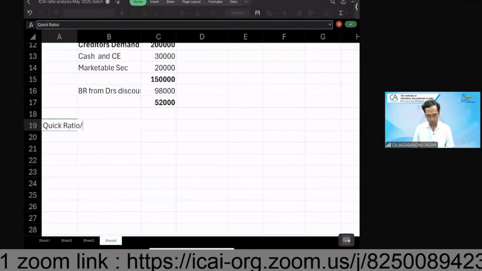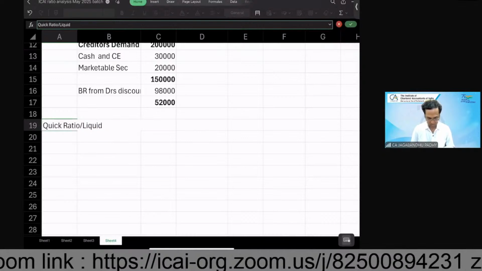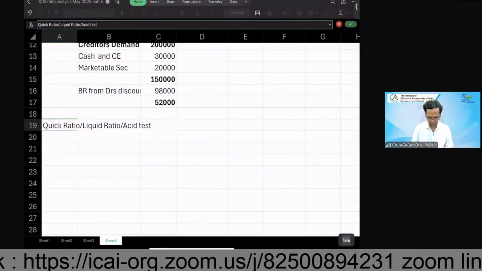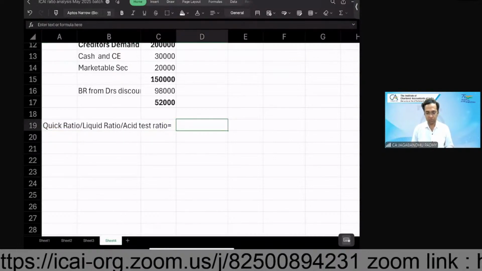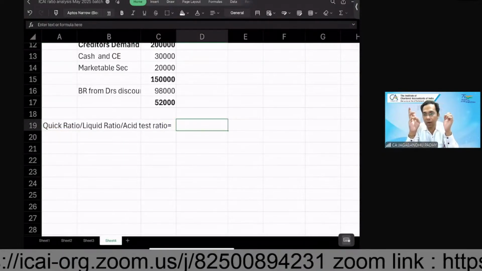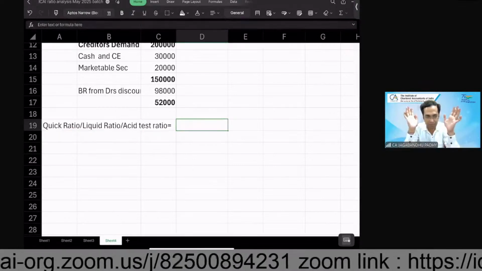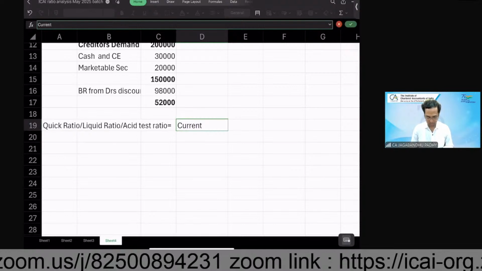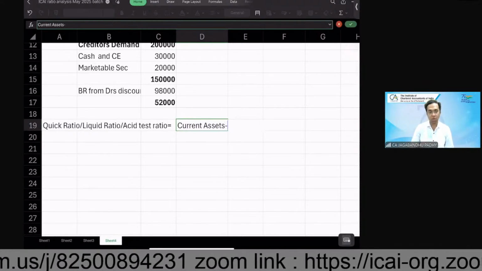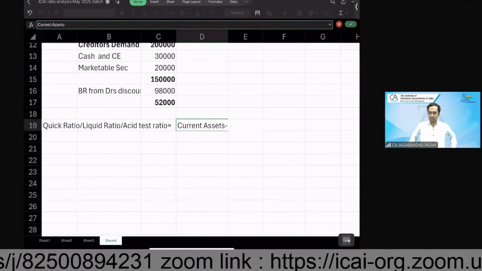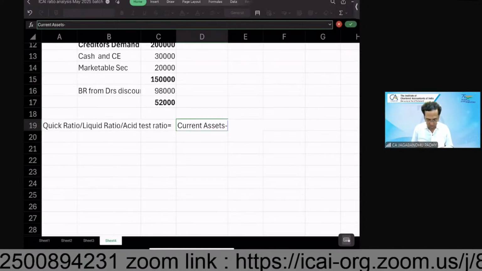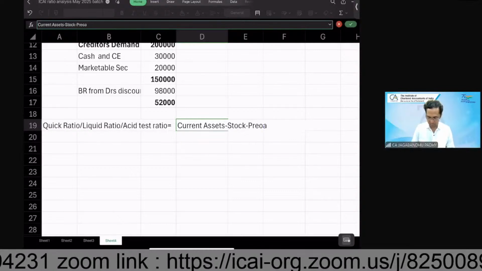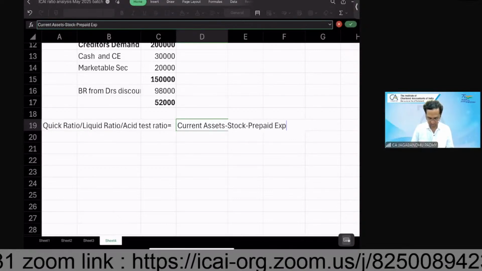Quick ratio, or we also call it liquid ratio, or acid test ratio. All of them mean one and the same. How do we calculate them? Well, you take the current assets, but from that you remove the non-quick assets. Which are the non-quick assets that we are going to remove? We will remove the stock and we will remove the prepaid expenses.